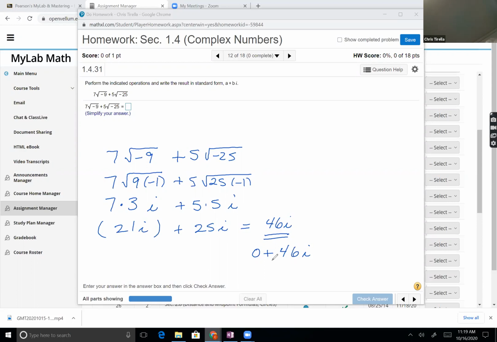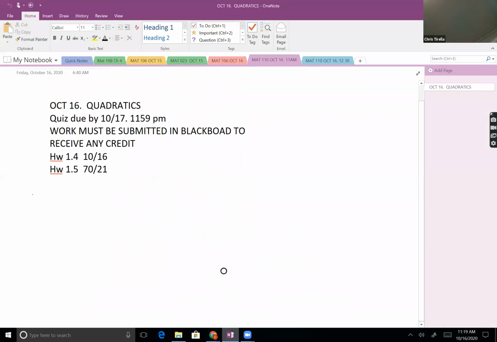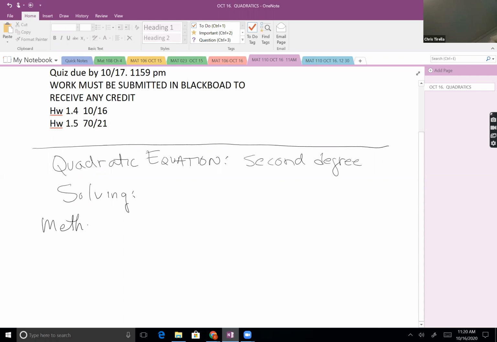If these are all right, I'm going to try to pick up from where we left off. And if I remember, we had defined a quadratic equation as being an equation that's second degree. And we talked about solving a quadratic. And we had gone through method 1, which was by factoring.